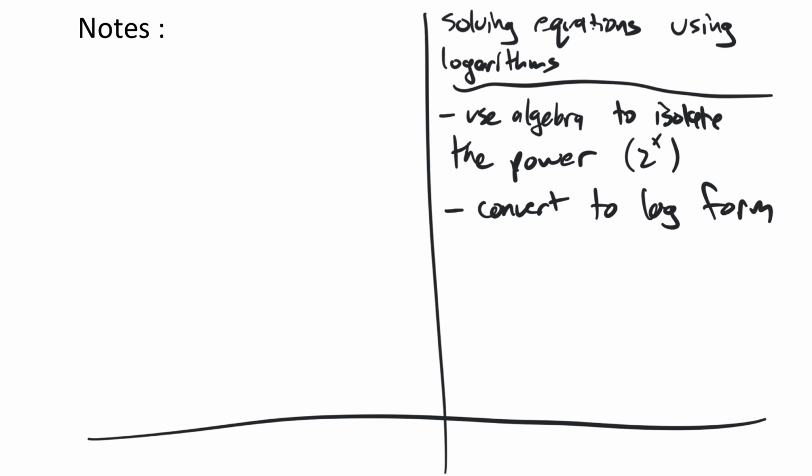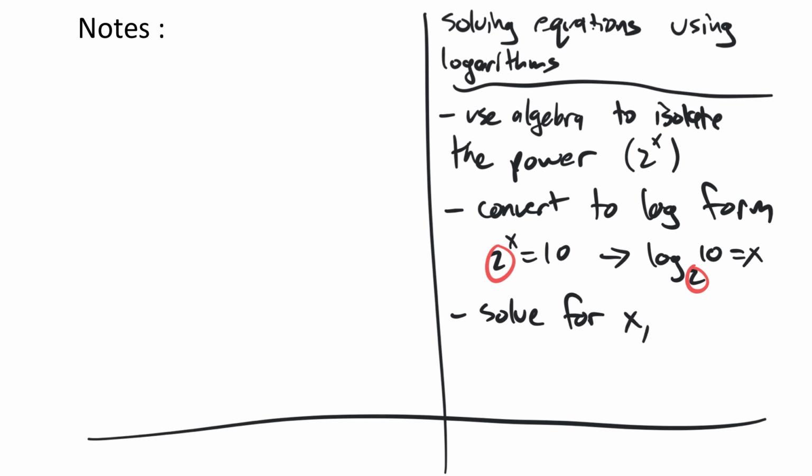So that's like if you have 2 to the x equals 10, you convert that to log base 2 of 10 equals x. If you're wondering how to convert it, the base becomes the base. That's the easiest way to track it. Then the rest should work out. And then from here, you solve for x, and you can leave it in exact form if you want, or if the question asks for it.